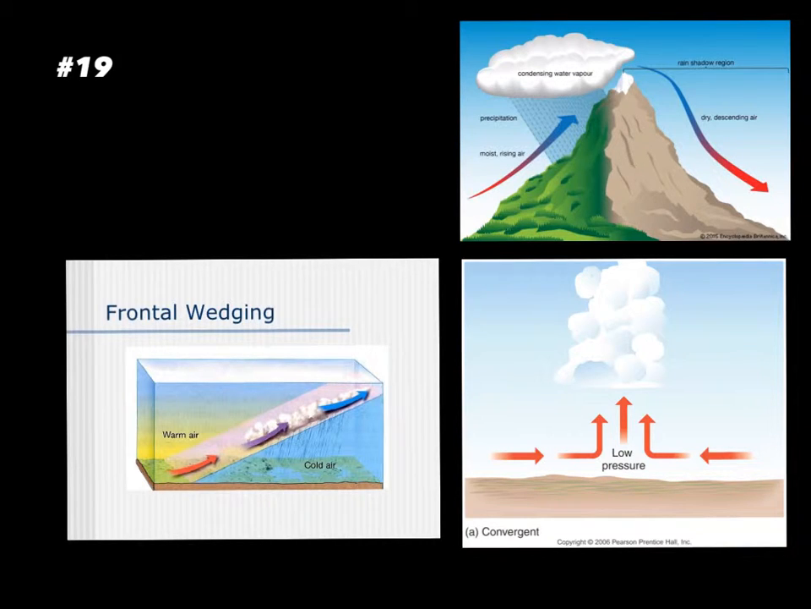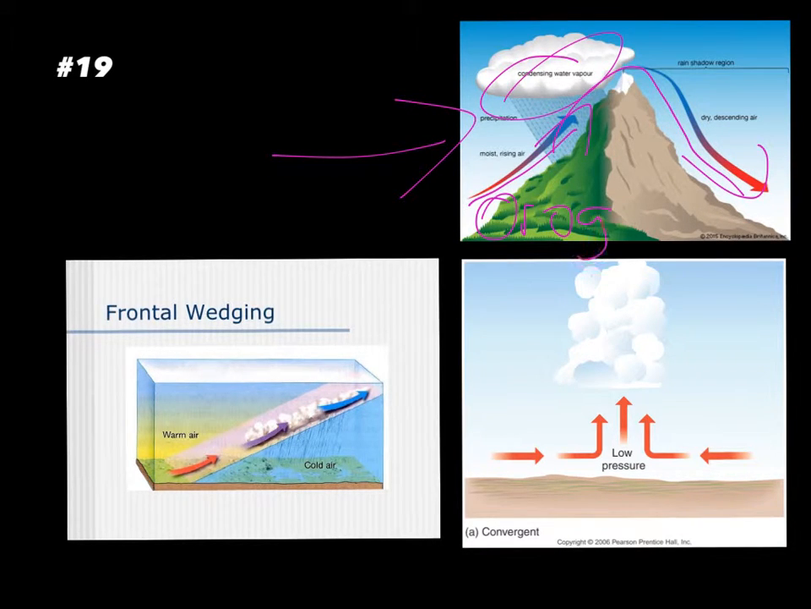All right, we have a lot going on here in question number 19. First, right over here, when air meets a mountain range, the warm, moist air rises up, creating rain, and comes down the other side as dry, descending air. This is called orographic lifting. I'll spell it for you.